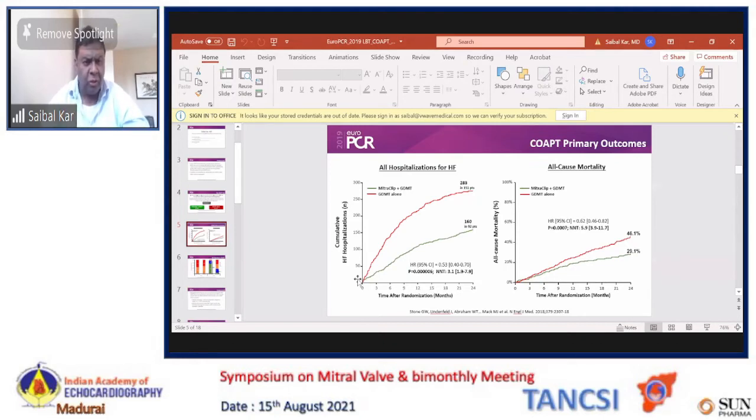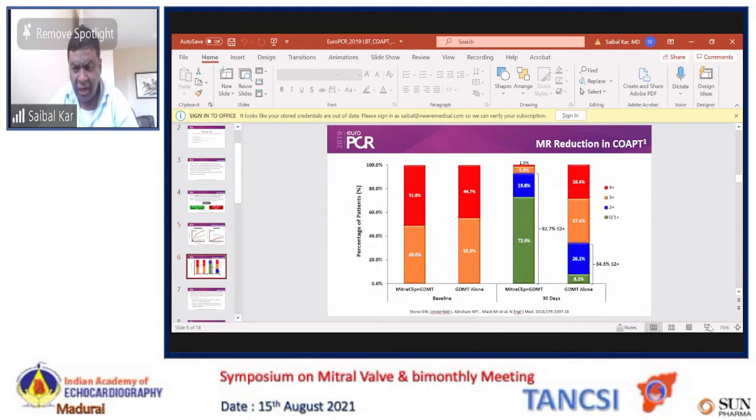Now, what I want you to know from the COAPT trial is, did you see the benefit started within 30 days, not at 6 months? And the mortality curves started spreading at 9 months, going up to 2 years. And the absolute difference in mortality was 17%, which means the number needed to treat to save one patient is only 6. But what we wanted to understand is the MR reduction.